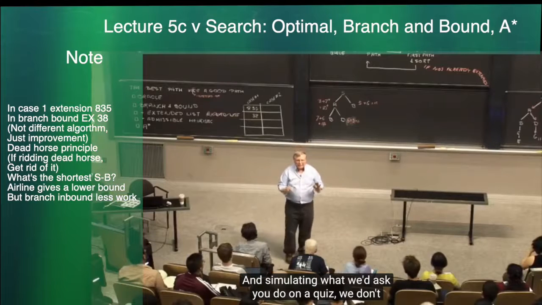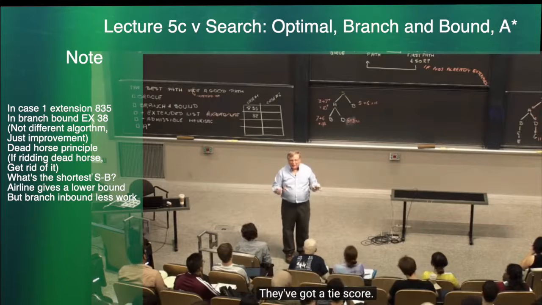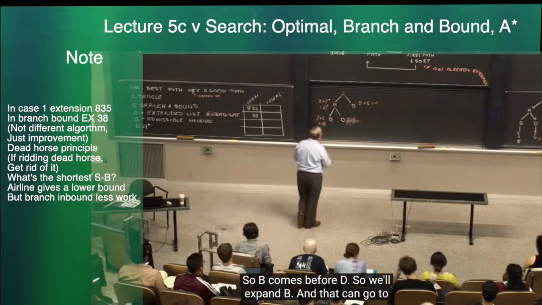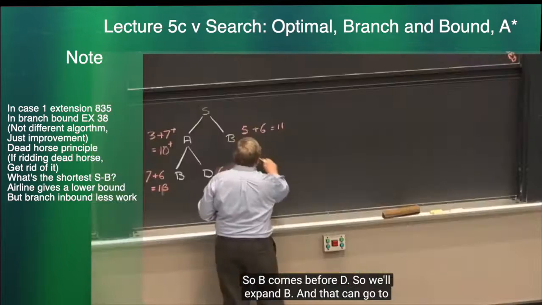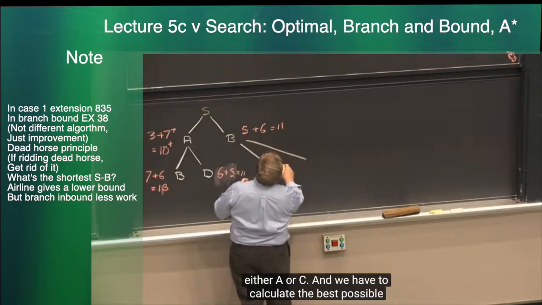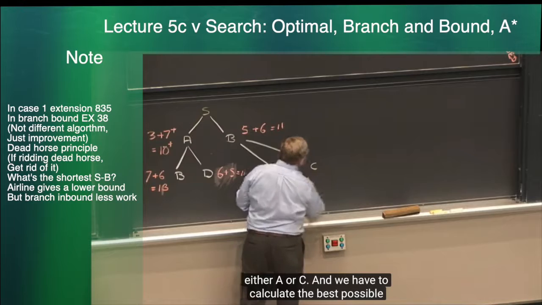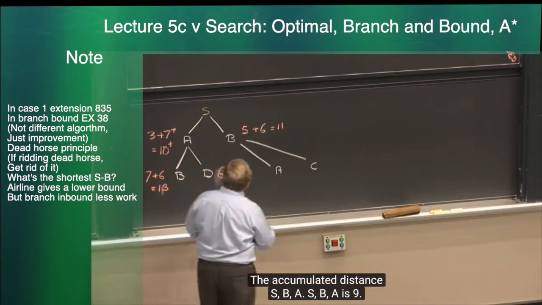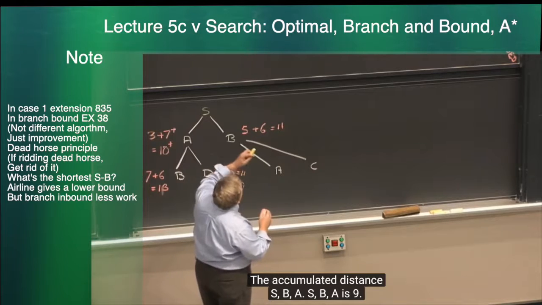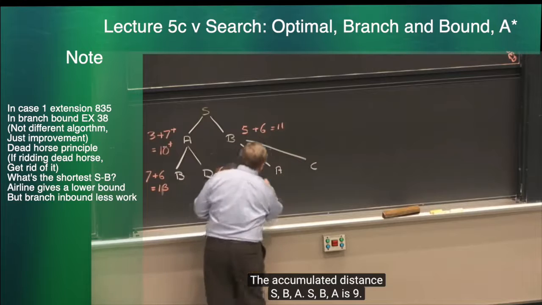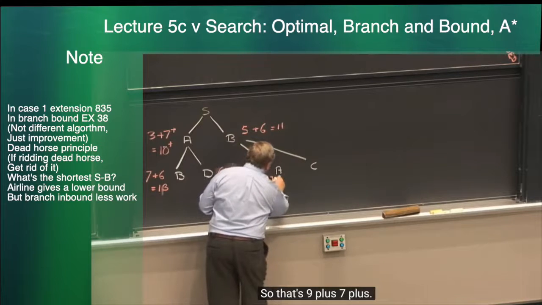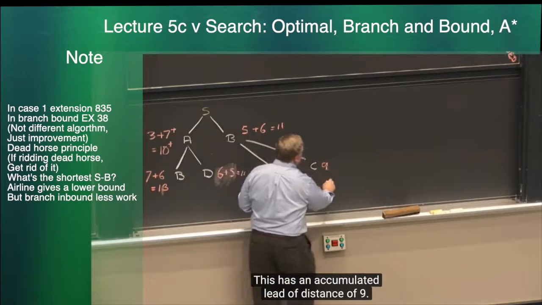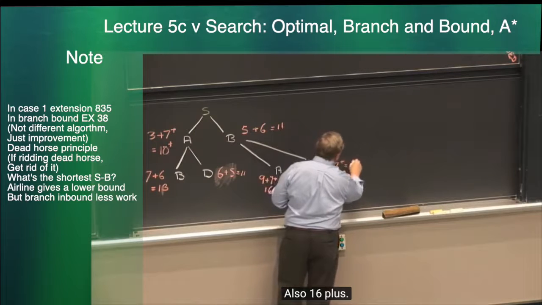on a quiz, we don't know which of those is going to be better. They've got a tie score, so what we're going to do is choose the one that's lexically least. So B comes before D. So we'll expand B, and that can go to either A or C. And we have to calculate the best possible distance that goes along those paths. The accumulated distance SBA is 9. So that's 9 plus 7, that's 16 plus. This has an accumulated distance of 9, also plus 7, also 16 plus.